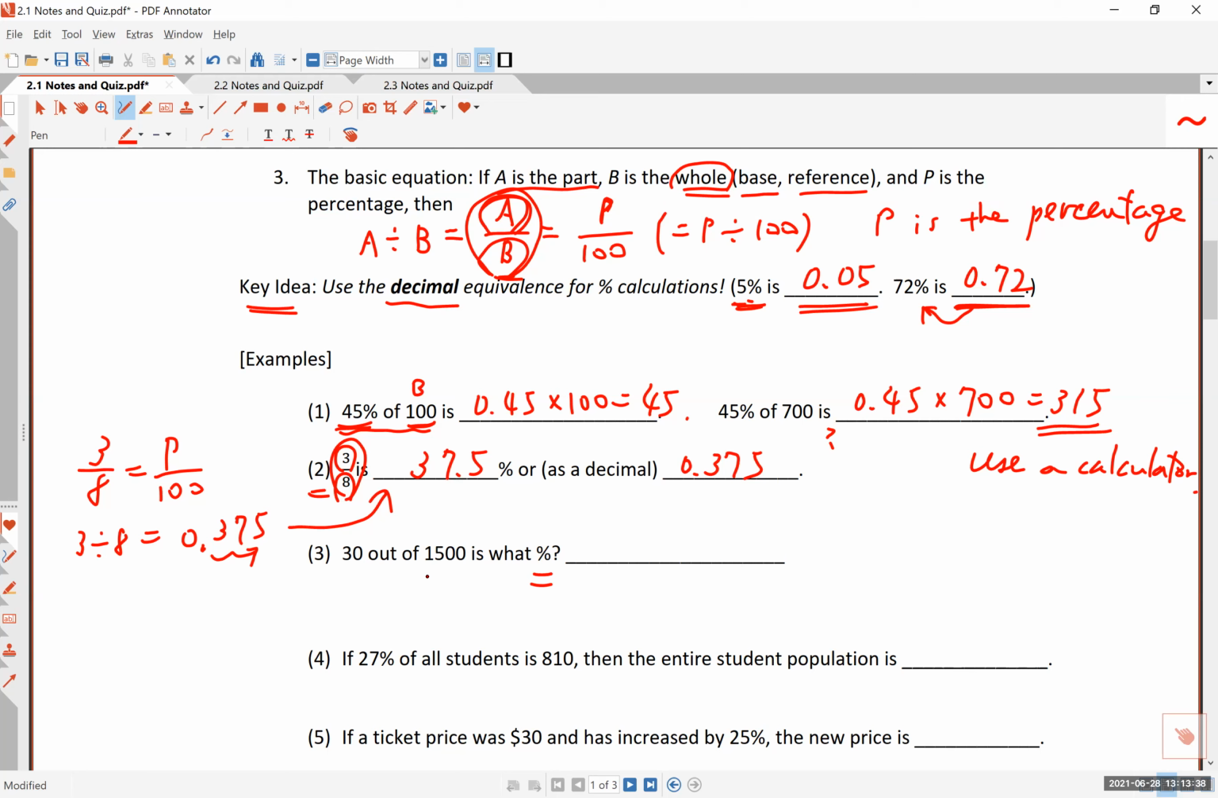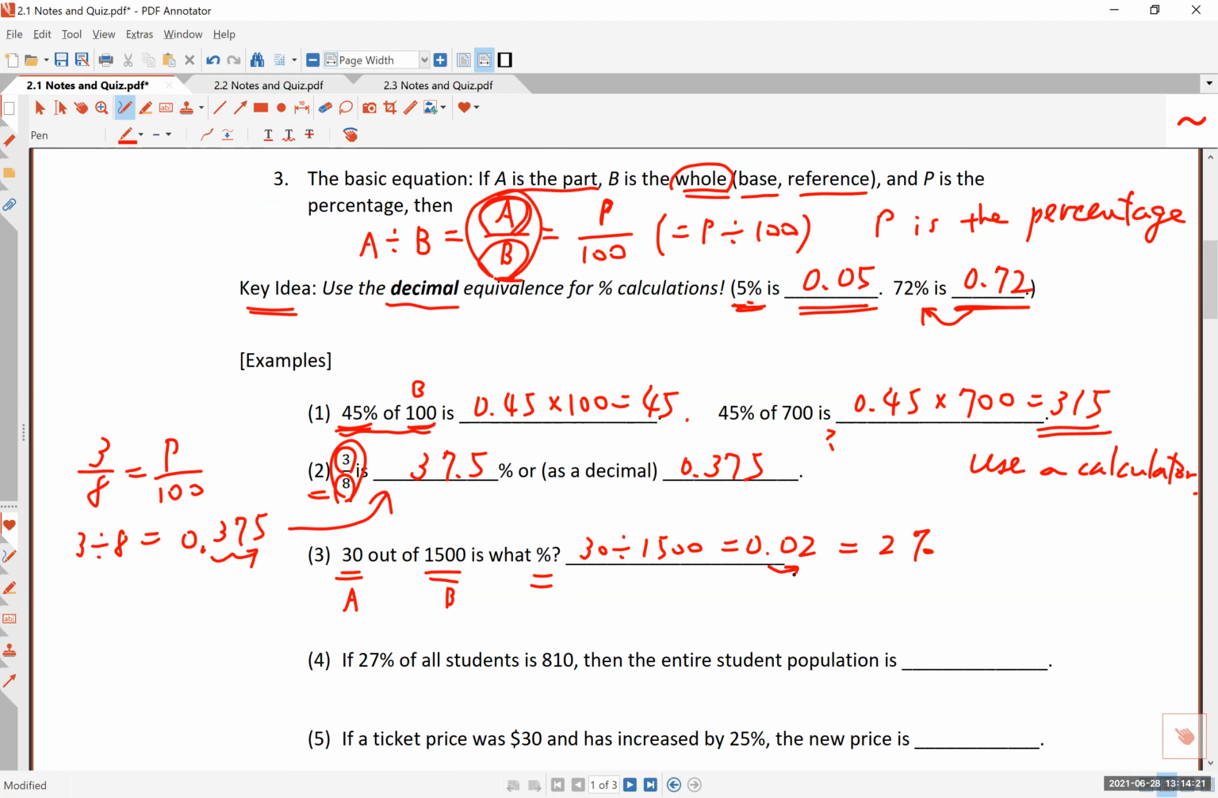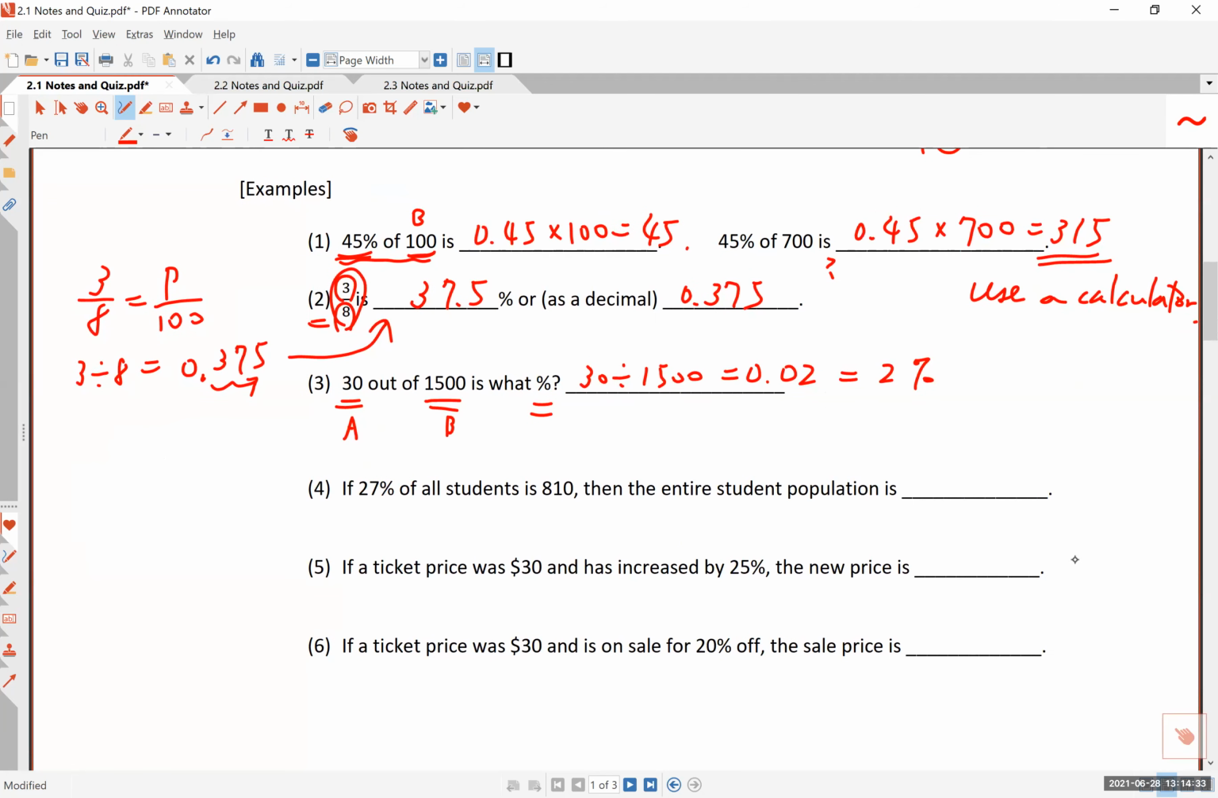Number 3, 30 out of 1,500 is what percent? Let's say 30 out of 1,500 people are missing. What percent of the people are missing at the moment? Well, anytime you look for a percentage, you are dividing the part by the whole. When you do this division, you'll get 0.02. That is the decimal answer. But what percentage is that? 0.02, the decimal number, is exactly the same as 2%, because again, all you have to do to go from a decimal to a percentage is move the decimal point 2 places to the right. So you can say at this point, 2% of the 1,500 people are missing at the moment.